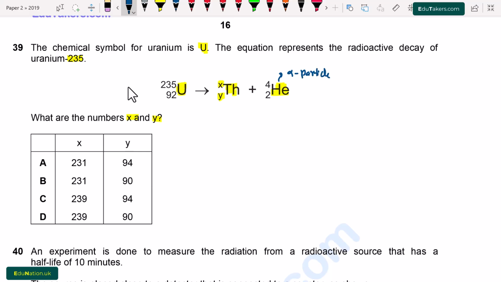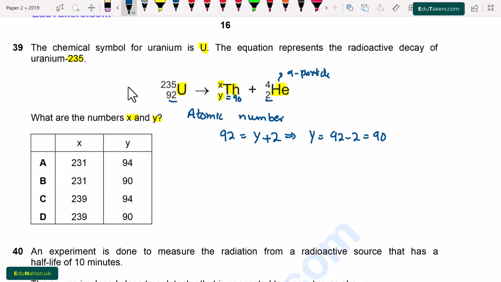First of all, we check the atomic number and atomic mass on both sides of this arrow. I write here atomic number. On the left hand side, atomic number is 92. It will be equal to Y plus 2. From here, Y will be equal to 92 minus 2, which is equal to 90. It means that Y is equal to 90.